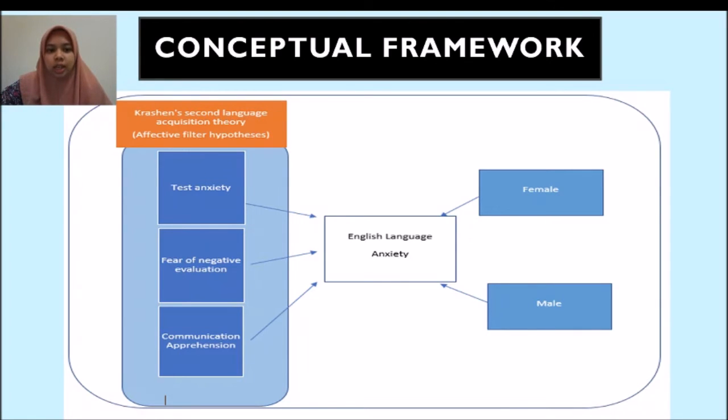Krashen's second language acquisition theory, which is the affective filter hypothesis. English language anxiety governs the feelings, which are the negative feelings on learning a second language. Therefore, the theory that I use also governs the feelings. The test anxiety, fear of negative evaluation, and communication apprehension are the constructs in English language anxiety.